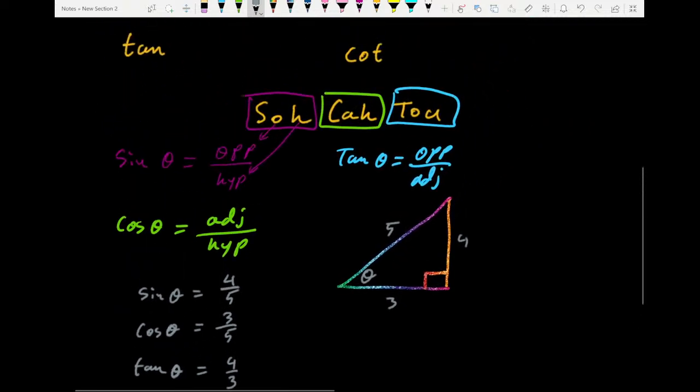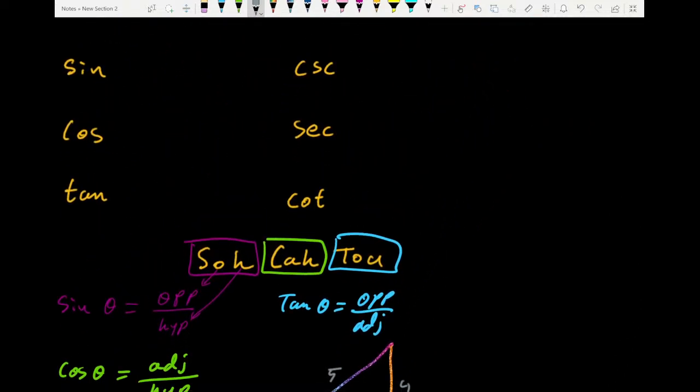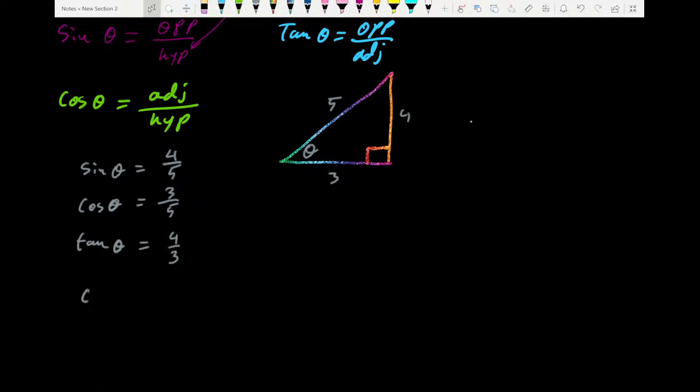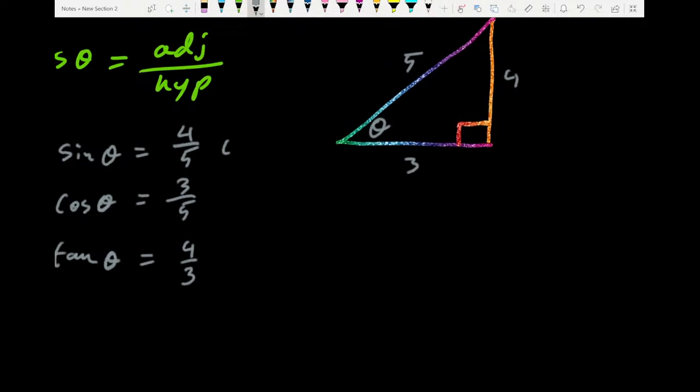Now, do you remember I said that these are the reciprocals of those? So what if I ask you what is cosecant of theta? Let me write it next to each other so that you can see it. Cosecant of theta, that would be 5 over 4. Secant of theta, that would be 5 over 3. Cotangent of theta, that would be 3 over 4. It's that simple.